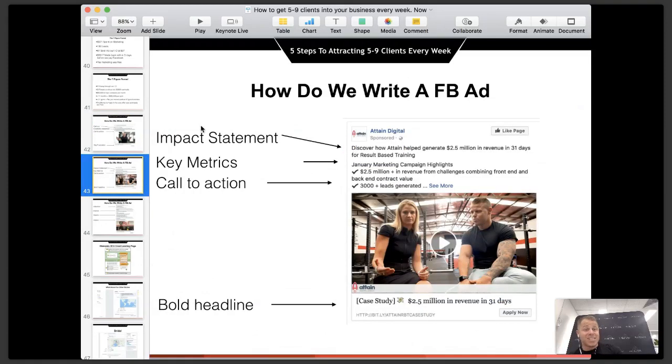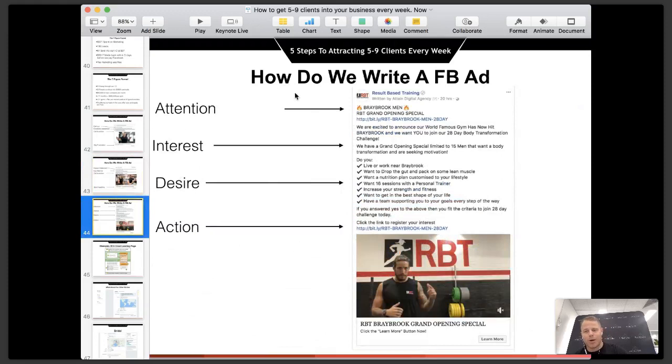Then this is Attain Digital. So this is our digital agency impact statement. Discover how Attain generated $2.5 million in 31 days. It could be like, discover how this client bought 3 properties in 3 years, increasing their wealth by $2 million. And you go through the key metrics. And there's a bold headline. Then also there's the AIDA style copy, and we already talked through this.